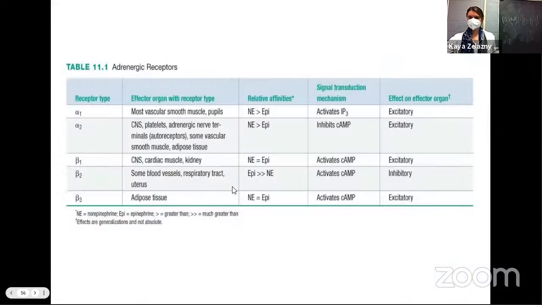So as you work through practice questions like this, or as you create practice questions for yourself and your friends, consult the table. We have effector organs that we're thinking about, the receptor types that we'd expect to see in those places, and a chart of which neurotransmitter they prefer. The signal transduction mechanism tells us how it interacts with the cyclic AMP system, or if it doesn't, in the case of the alpha 1 receptor, and then whether we have an excitatory or inhibitory effect.